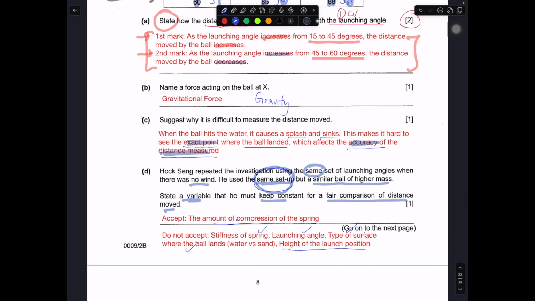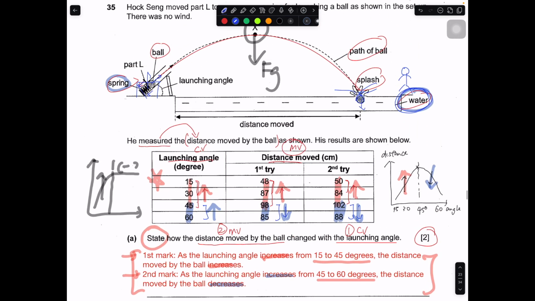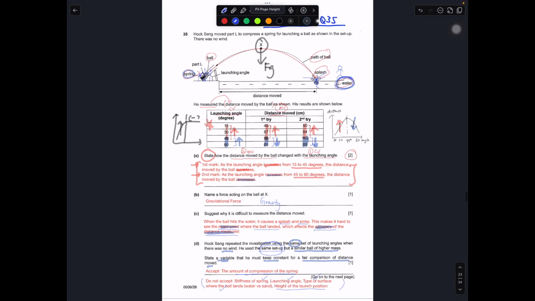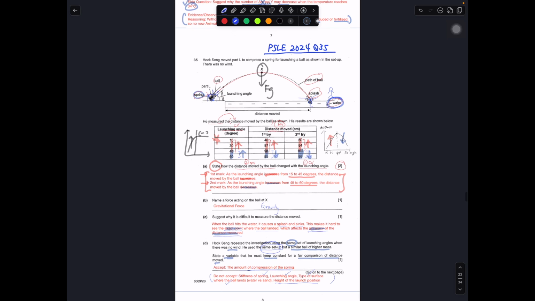These are the common answers that students usually give when they do not read this part. Same setup. This word, same setup, means it's very restrictive already. You can only think about what is being done in the setup that will affect how the distance moves. But we are not talking about the apparatus itself. We are talking about certain things that you are doing, for example, the compression. So this part you have to think a bit harder. With that, I'm more or less done with this question number 35. Okay, thank you very much.